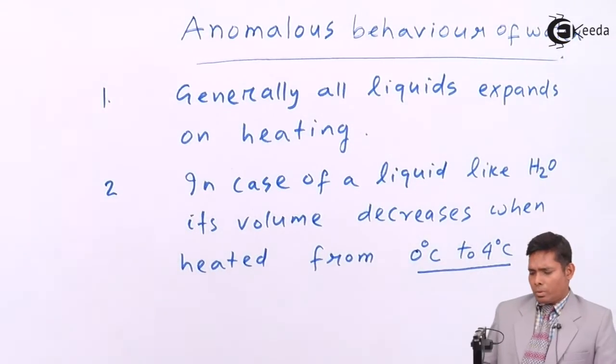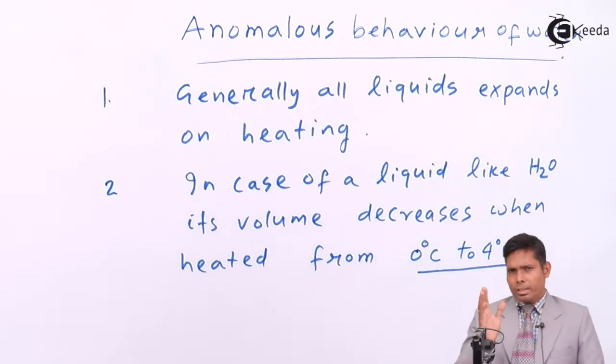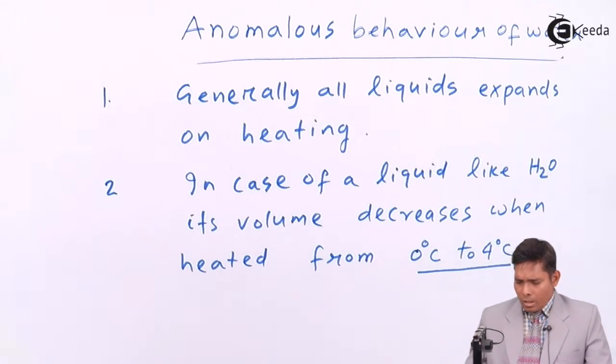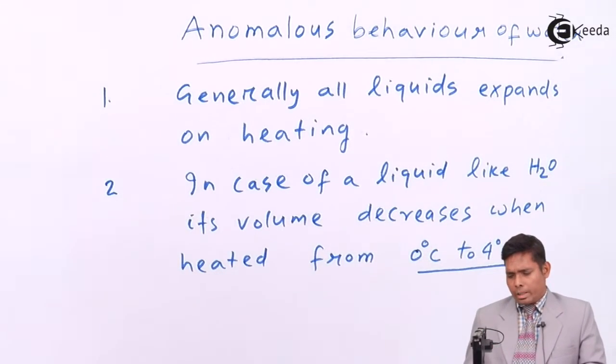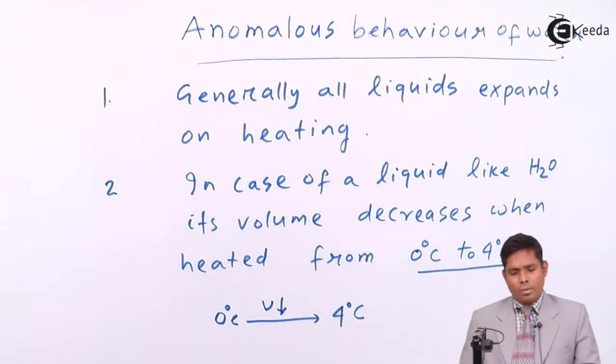So the anomalous or abnormal behavior of water is observed when its temperature increases from 0 degrees centigrade to 4 degrees centigrade. Instead of expansion, it contracts, and its volume decreases. Otherwise, if I cool it from 4 degrees centigrade to 0 degrees centigrade, the volume increases.